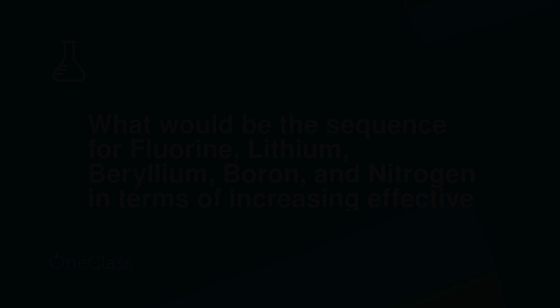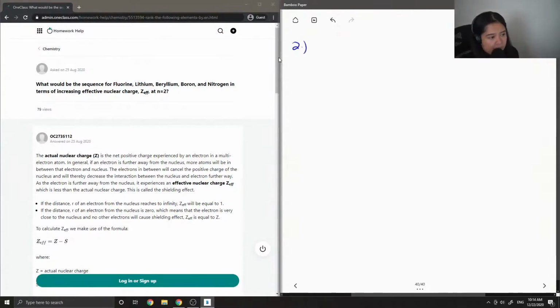Moving on to question 2. What would be the sequence for boron and nitrogen in terms of increasing effective nuclear charge, Zeff, at n equals 2?